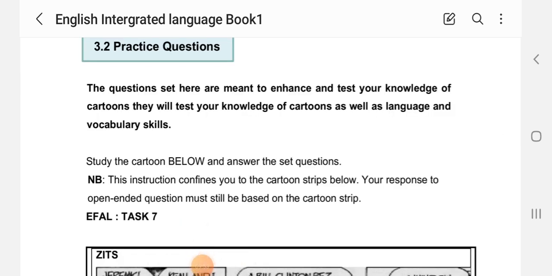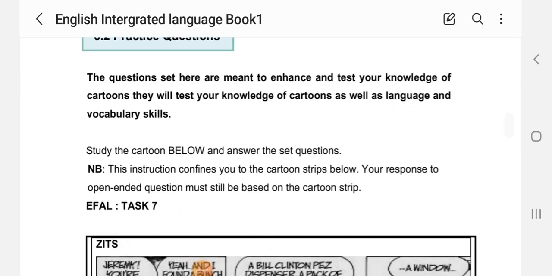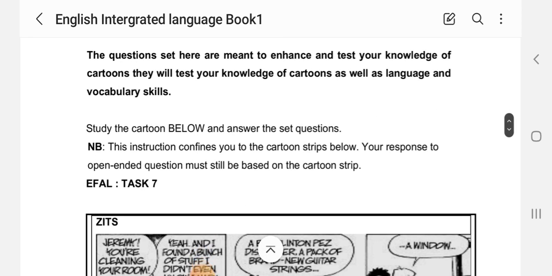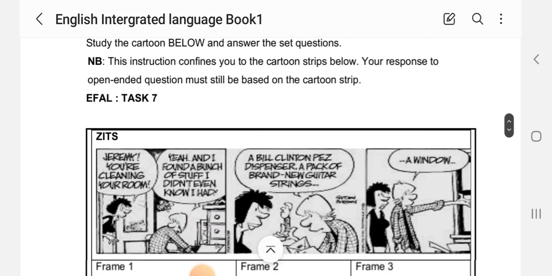So let's try to practice. The questions set here are meant to enhance and test your knowledge of cartoons. They will test your knowledge. So let's study the cartoon below and answer the questions. This instruction confines you to the cartoon strip below. Your response to open-ended questions will still be based on the cartoon strip.